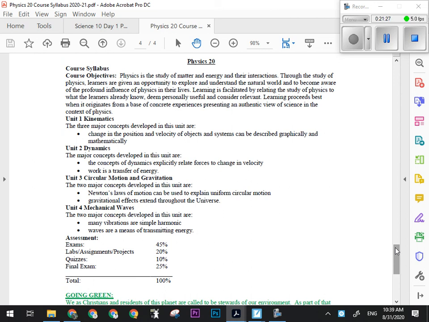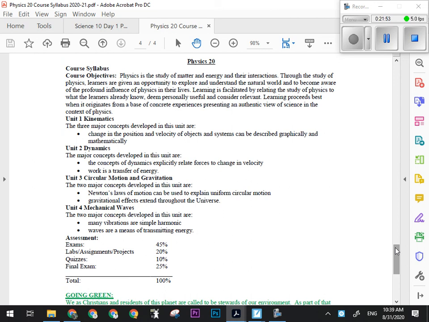All right, so for our course syllabus, there are 4 units. In Physics 20, the first unit is Kinematics, and a lot of kinematics will hopefully seem familiar from Science 10. We're going to go over things like v equals d over t, we'll go over position versus time and velocity versus time graphs, and acceleration, but we'll add a bit to acceleration, a few new formulas there.